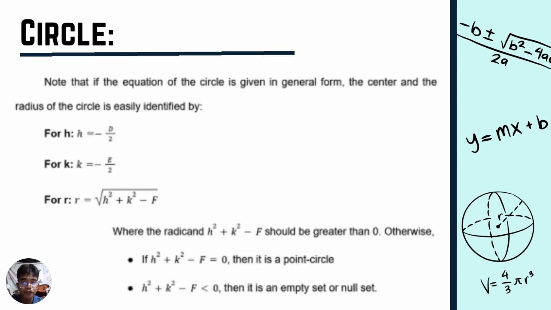Note that if the equation of the circle is given in general form, the center and the radius of the circle are easily identified. For h, we have h is equal to negative d over 2. For k, we have k is equal to negative e over 2. For r, we have r is equal to the square root of h squared plus k squared minus f, where the radicand h squared plus k squared minus f should be greater than 0. Otherwise, if h squared plus k squared minus f is equal to 0, then it is a point circle. If h squared plus k squared minus f is less than 0, then it is an empty set or null set.